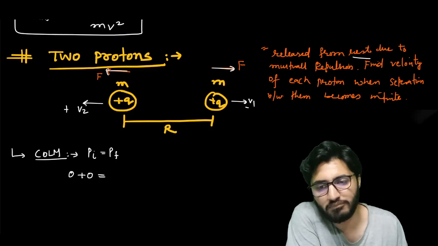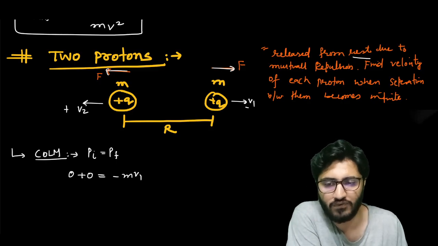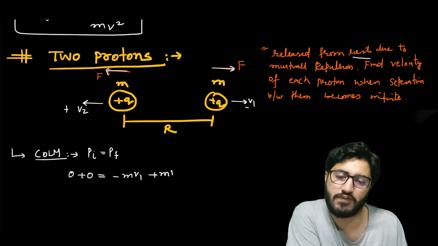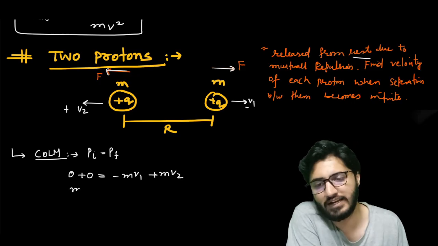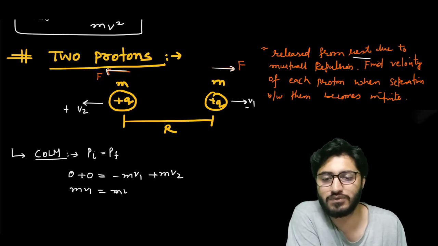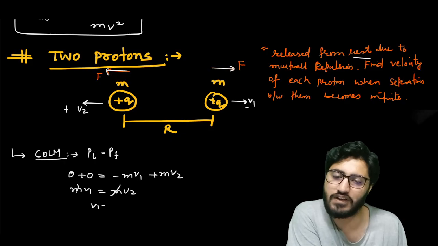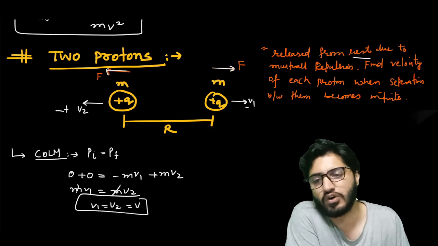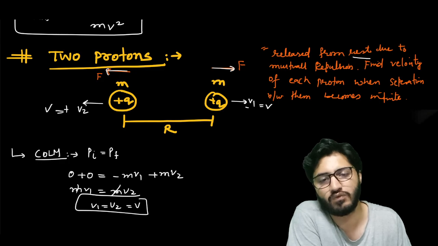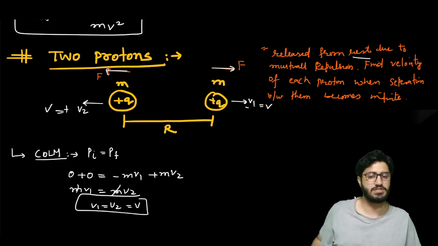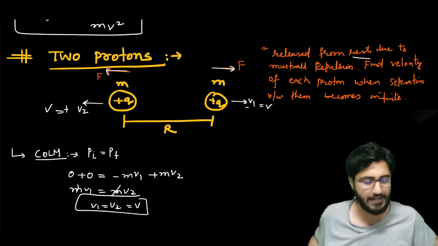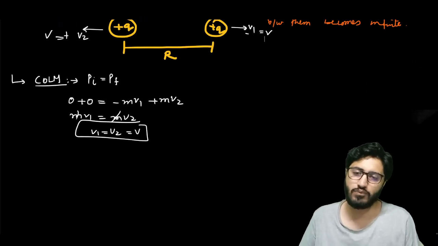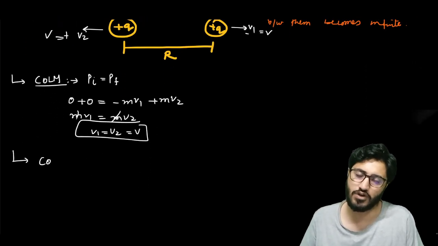So I can write minus mv1 plus mv2. So I will get mv1 equals mv2. Cancel out, I will write v1 equal to v2, both equal to v. So velocities are same, but opposite to each other by conservation of linear momentum. Now, one more thing, we can use conservation of mechanical energy.